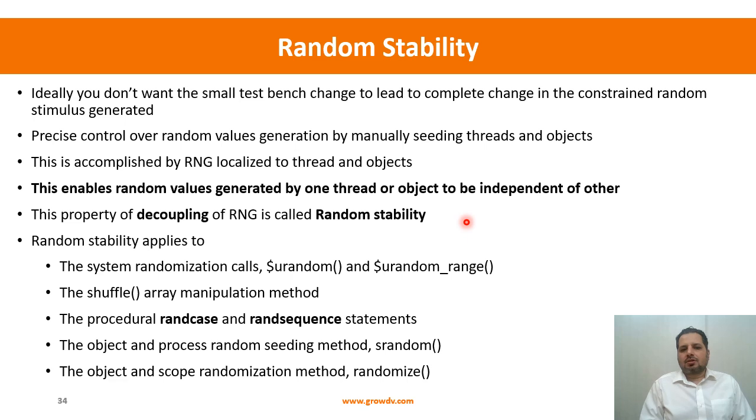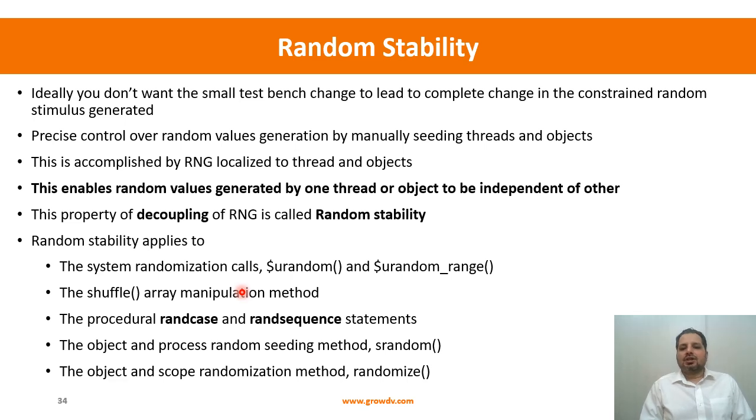This concept of random stability applies to the urandom and urandom_range functions, the shuffle array manipulation method, the procedural randcase and randsequence statements that we saw, the object and process random seeding method using srandom, and the object and scope randomization methods using randomize. The scope randomization method is the standard std::randomize, as well as object.randomize. All of them support random stability.